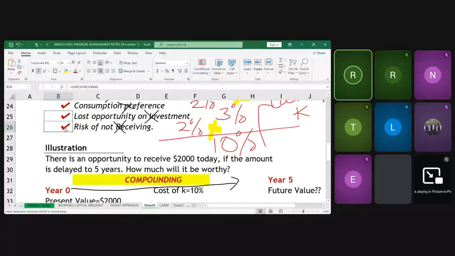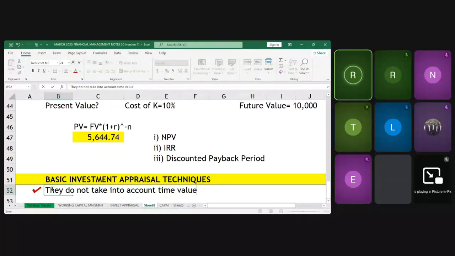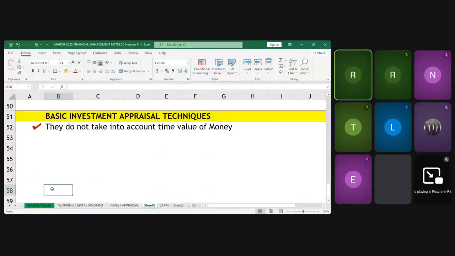Let me just copy this bullet point there, and we rewrite that. They do not take into account time value of money. That is key. So they assume that $1 today is always equal to $1 tomorrow. That is the basic methods.